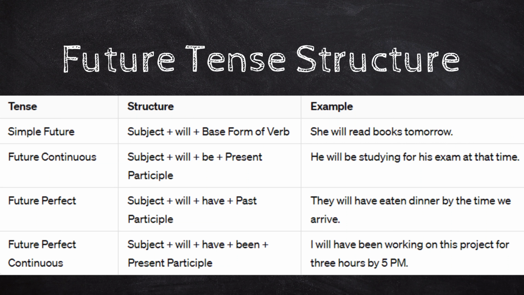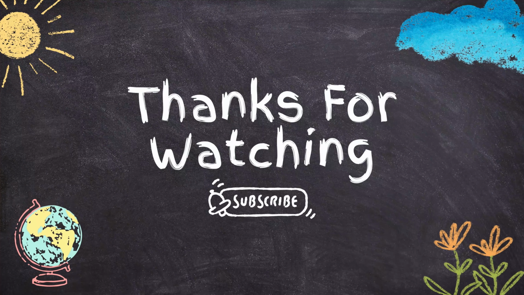Future perfect continuous: subject plus will plus have plus been plus present participle. I will have been working on this project for 3 hours by 5 p.m. It is also given at a specified time, that by 5 p.m. tomorrow I will have been working on this project for 3 hours.